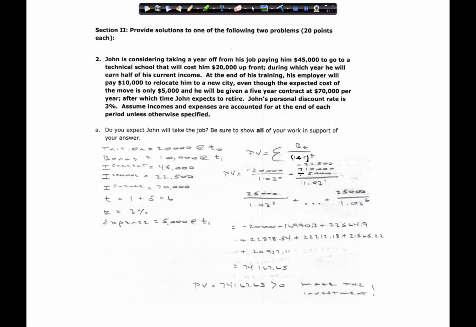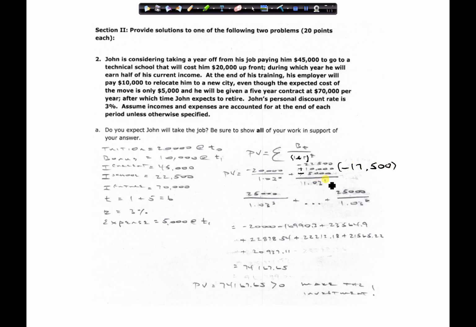That's an opportunity cost, but it's a real cost in this case that he's giving up because he's participating in this education experience. At the end of this period, he's going to get a $10,000 bonus. So that's a positive. And then at the end of the period, he's also going to spend $5,000 in a moving expense. So he's going to have a negative 22.5, a positive 10, and a negative 5, which I believe is going to give us overall a negative 17,500. That's what that equates to.